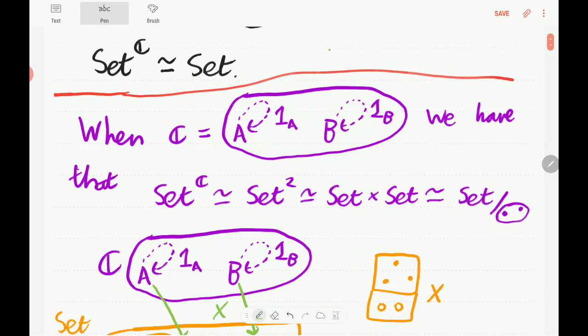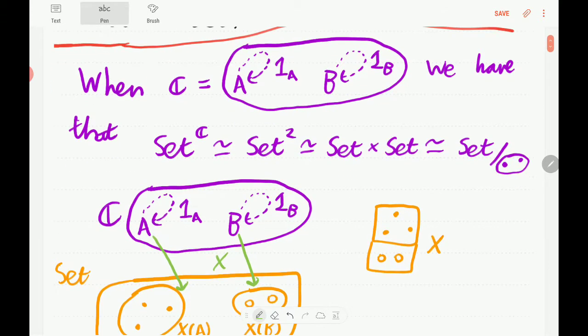Okay. Well, what about if it's this kind of category? What about if our category C just consists of two objects which just have identity arrows and we have no other arrows? Well, in that case, set to the power of C is also called set squared. It looks like the categorical product of the category set with the category set. I think it also looks like the slice category we get by taking set and slicing it over a two-element set, but that ought to be checked.